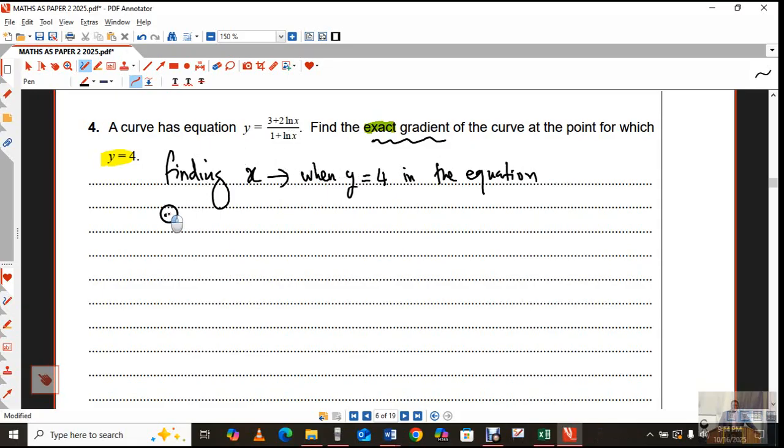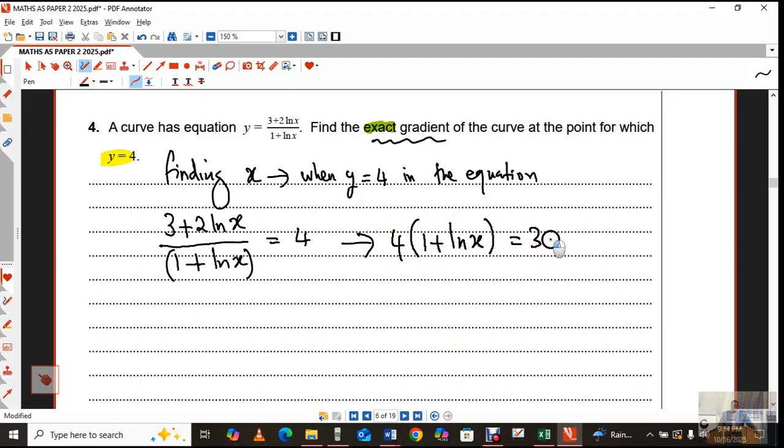So this is then 3 plus 2 times the natural log of x, all over 1 plus the natural log of x, and this should equal 4. So go ahead and put this in brackets. So at the end of the day, this is 4 times 1 plus the natural log of x is equal to 3 plus 2 times the natural log of x. So this is 4 plus 4 times the natural log of x is equal to 3 plus 2 times the natural log of x. Okay.